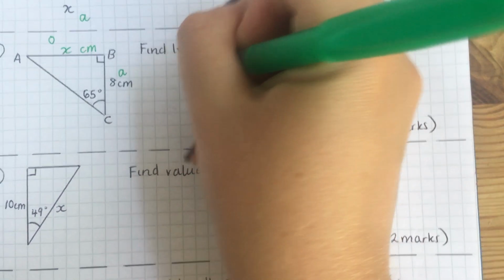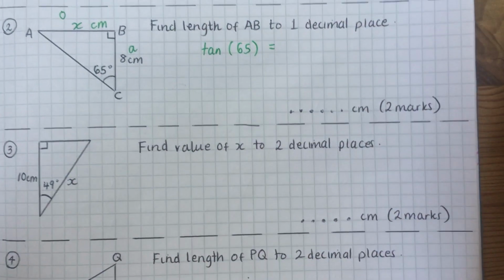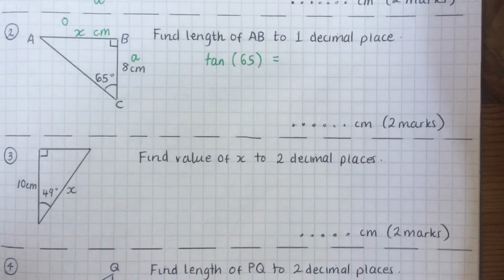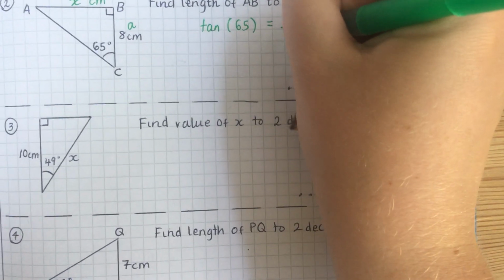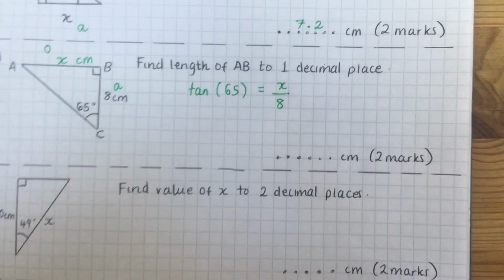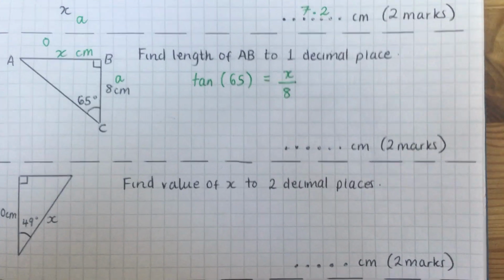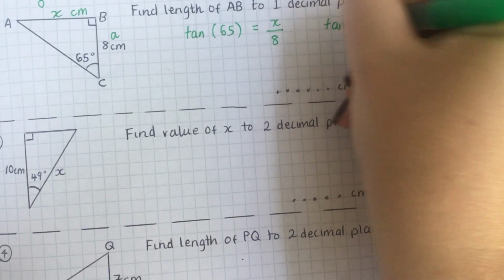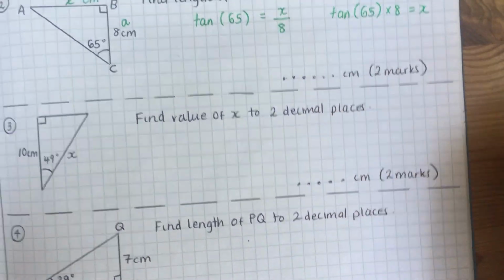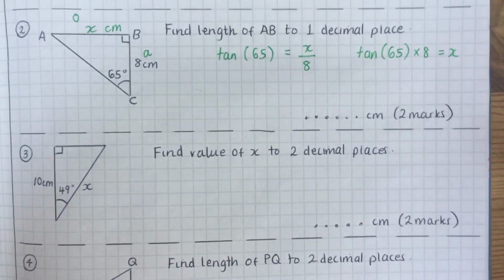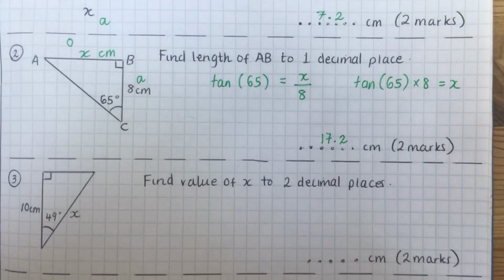So you write down tan of the angle, 65, close brackets, equals, and because of SOHCAHTOA, O goes at the top of the fraction, so that's X, and A goes at the bottom, that's 8. Once again, to get X on its own, we need to do the inverse of divided by 8, so we have to do times 8. So we're going to do tan 65 times 8, and that will give us X. Again, we're asked to round it to 1 decimal place, and we get 17.2. And that is your answer for that one.